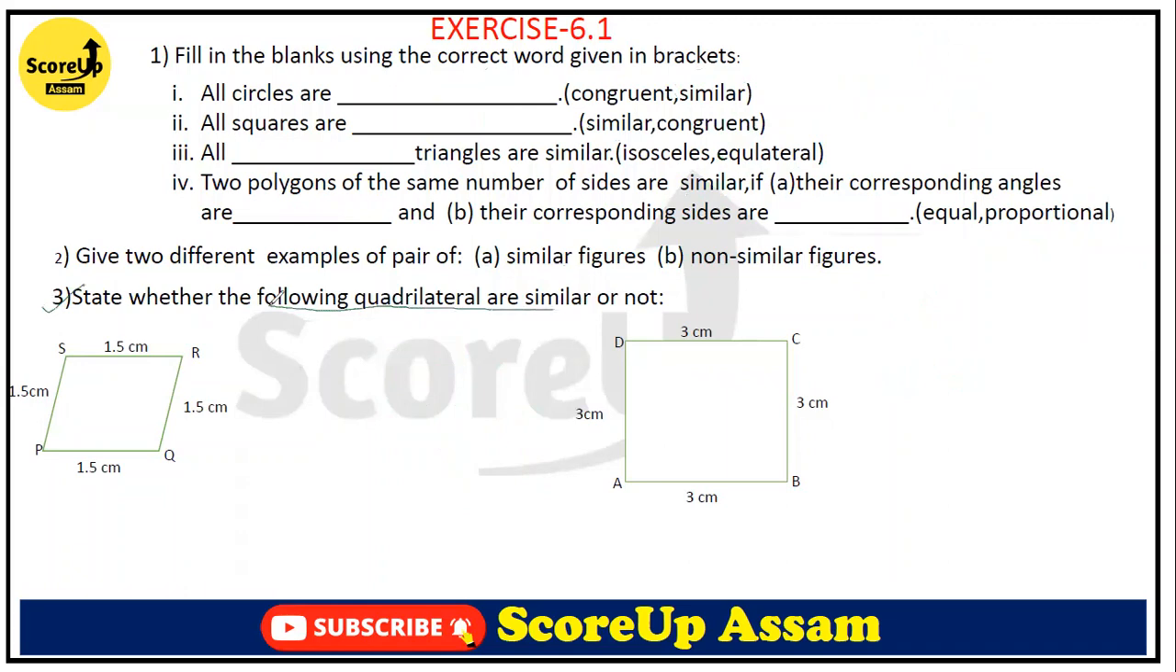State whether the quadrilaterals are similar or not. They are not similar. See, here the ratio of sides is the same, right? The scaling factor is the same, 1.5 by 3, that means ultimately 1 by 2. But the corresponding angles are not equal. We don't know the value of the corresponding angles, so we are not certain about the equality of corresponding angles. Okay, so we state that these two figures are not similar.